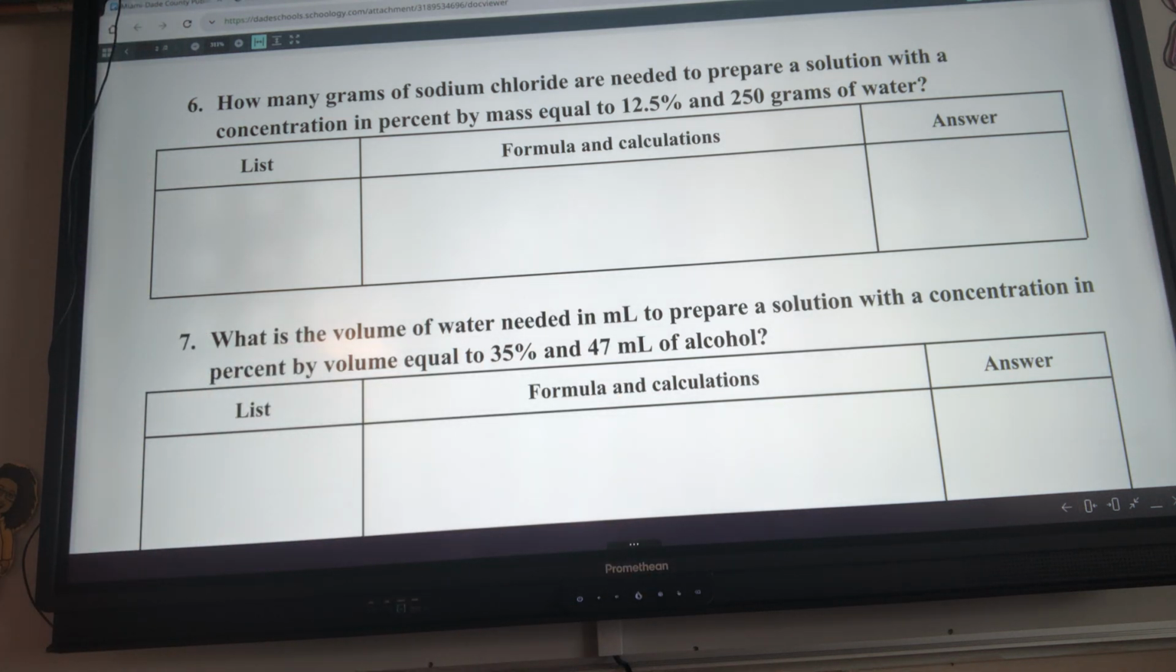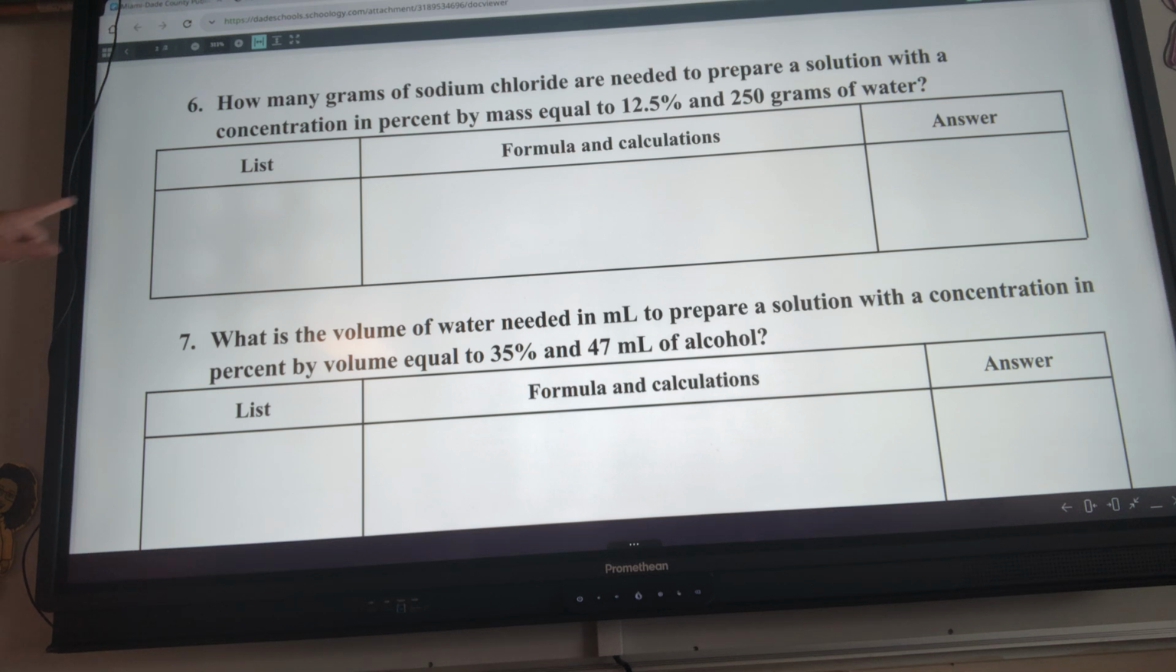And number 6. Why number 6? Because number 2, number 3, number 4, and number 5 are like what we did in number 1. I'm giving you information about concentration, and then information about the solution, and the only thing that you have to find is the mass or volume of the solute. That's where I'm going to stop over here, on number 6.